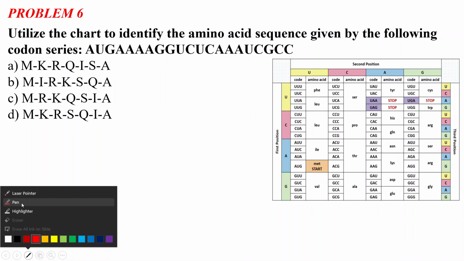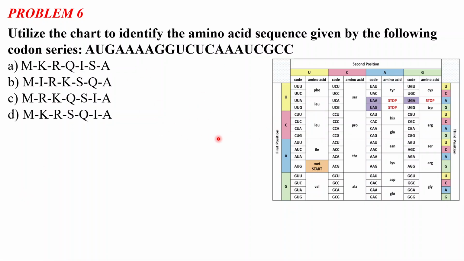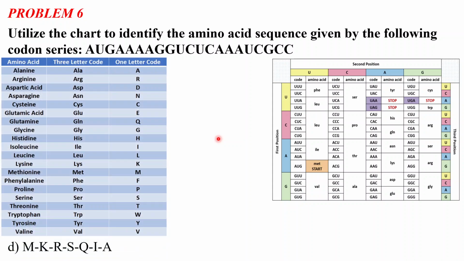Okay, so what will be the particular polypeptide chain which is denoted by this codon series? The correct answer will be number D. So these are the one letter codes for every amino acid. Alanine is denoted by A, arginine by R, aspartic acid D, asparagine N. Then we have cysteine C, glutamic acid E, glutamine Q, glycine G, histidine H, isoleucine I, leucine L, lysine K, methionine M, phenylalanine F, proline P, serine S, threonine T, tryptophan W, tyrosine Y, and valine is V.